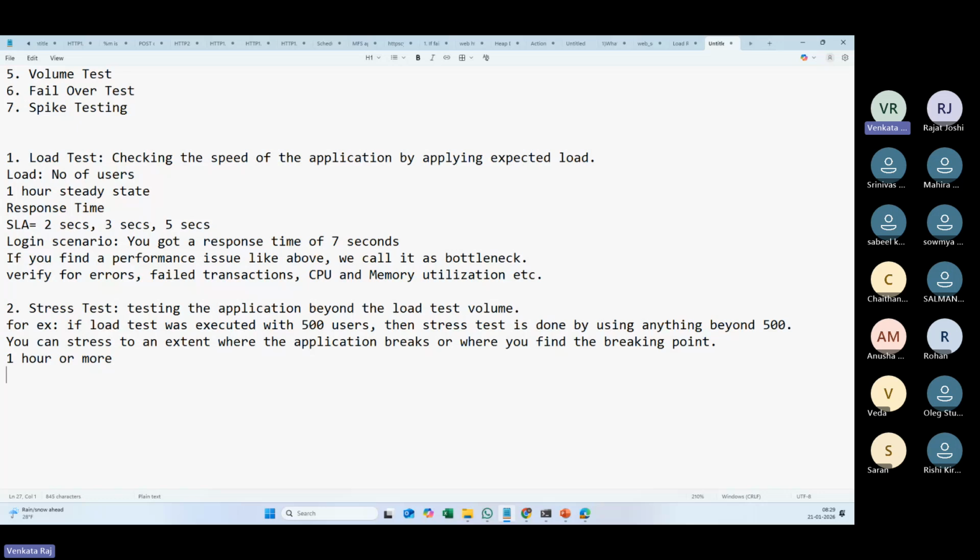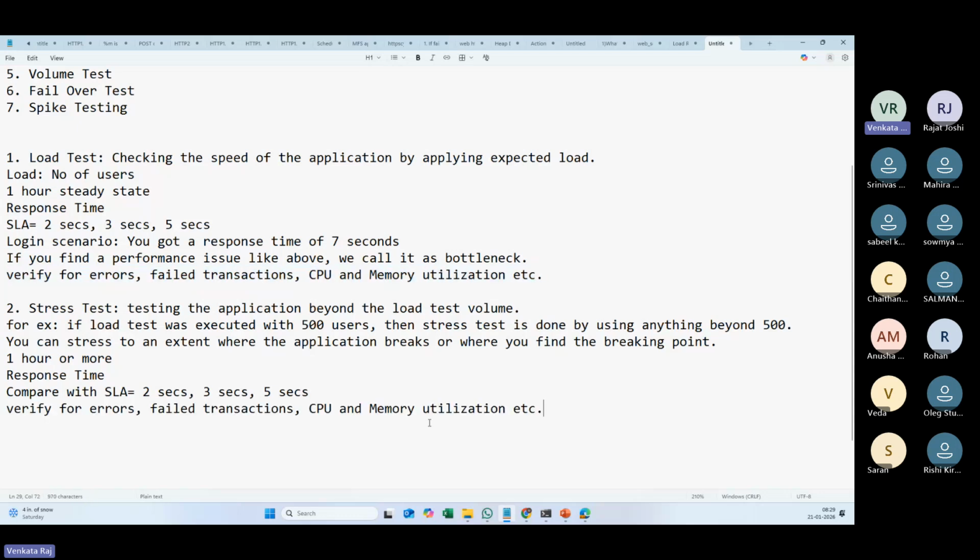There is no specific criteria. Here also we verify the response times and compare with the SLA. Same thing we do, and we also verify the errors and all these things. So what is different from a load test? In this test we are stressing the application to some extent, where we can also find the breaking point. Any questions on this type of test? Did you guys understand what exactly this is all about?